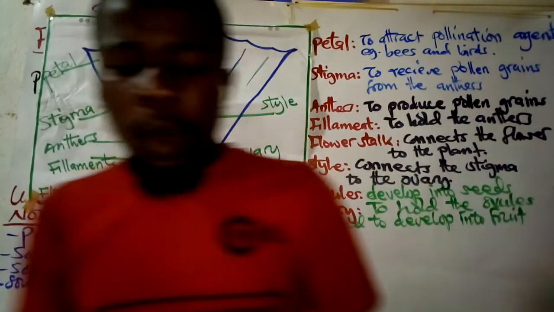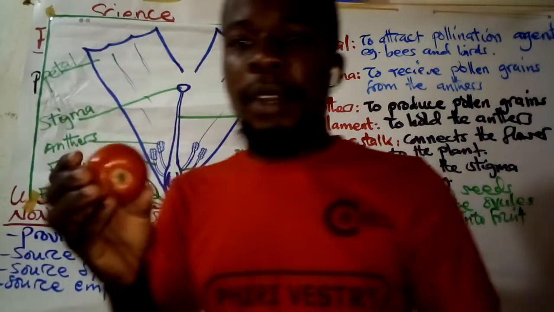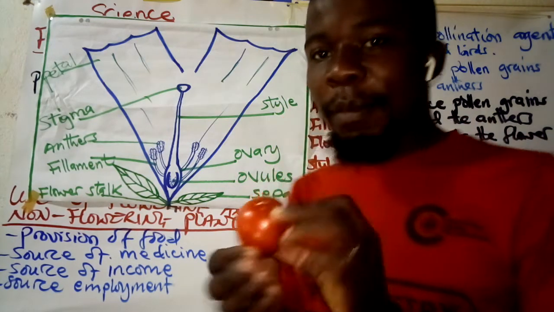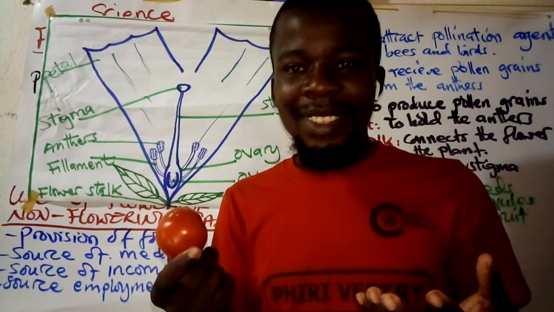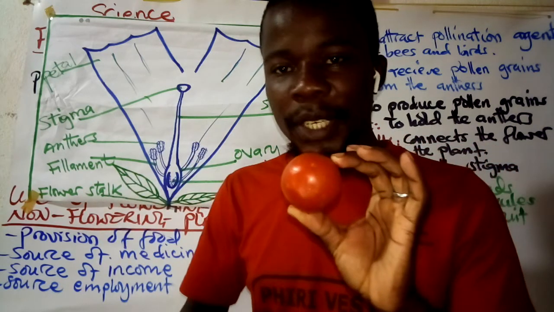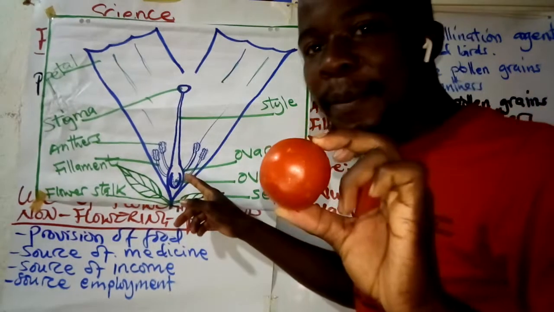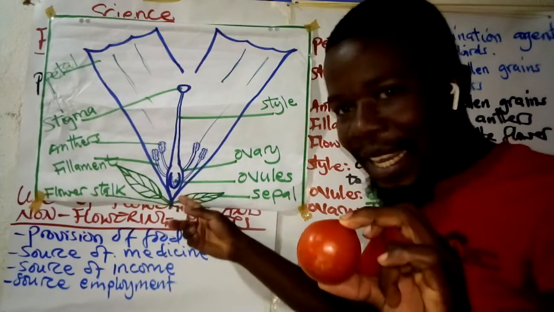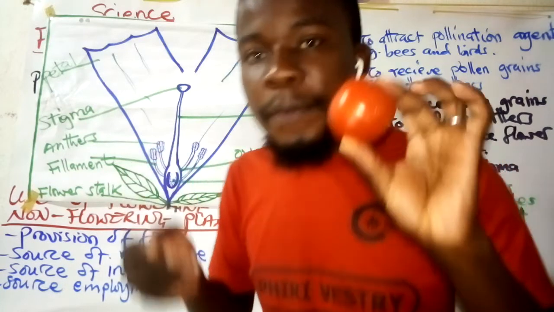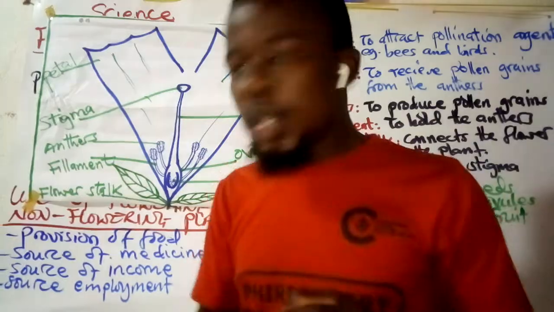All right, what I mean here is that I have got a fruit. This is a fruit, and this fruit came from a flower. Now, what we are seeing here is the fruit. This fruit was once an ovary. So the ovary, after fertilization, develops into a fruit, while the ovules develop into seeds.